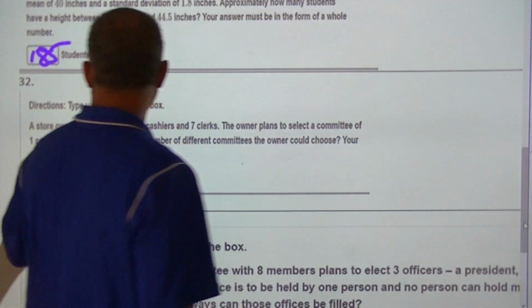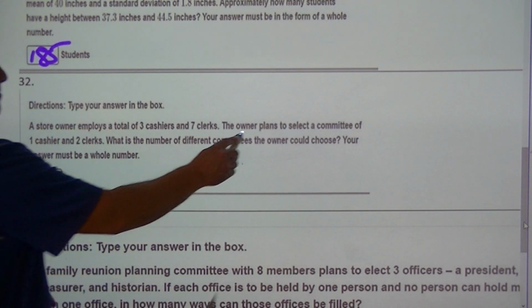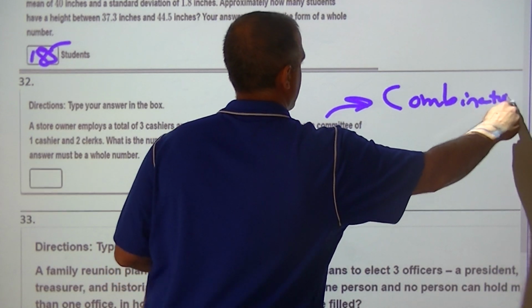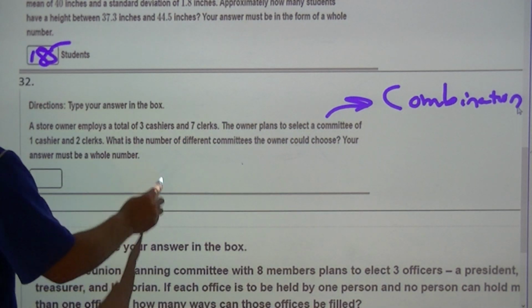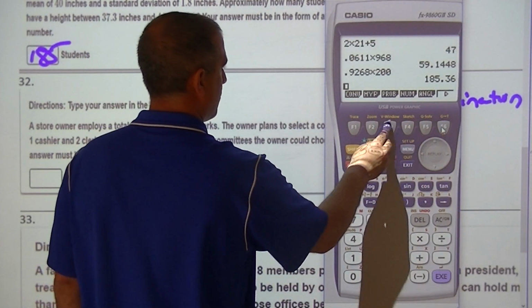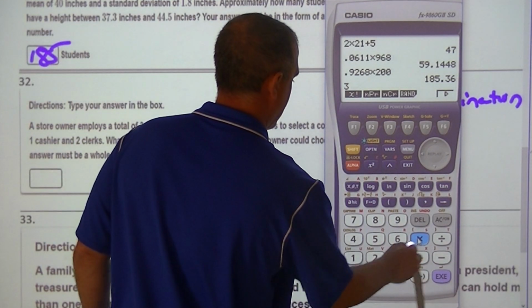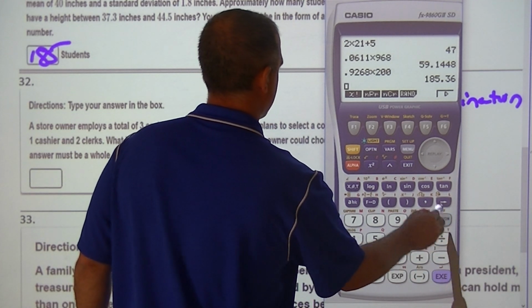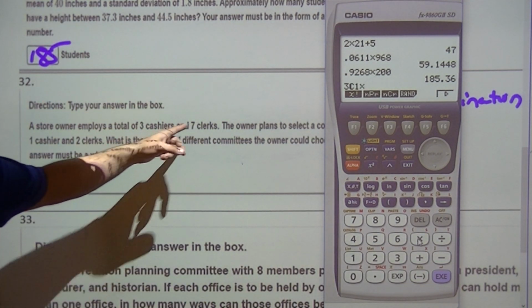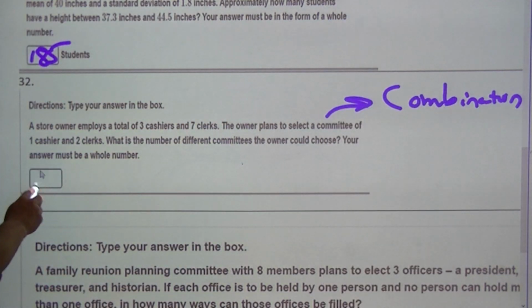Okay, a store owner has three cashiers, 2 clerks. Then we're going to pick a committee. Committee means combination. When you have a committee, what you're going to do is go to option, scroll, prob. I'm going to do 3 cashiers, they want 1. 3C1 times 7 and 2. This is just like a Chipotle problem. That's going to be 63.